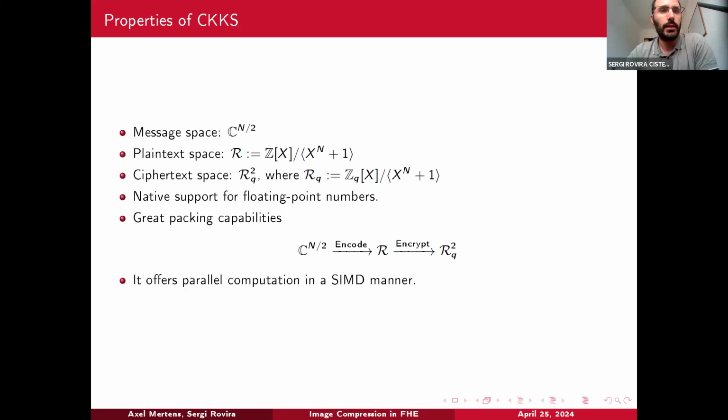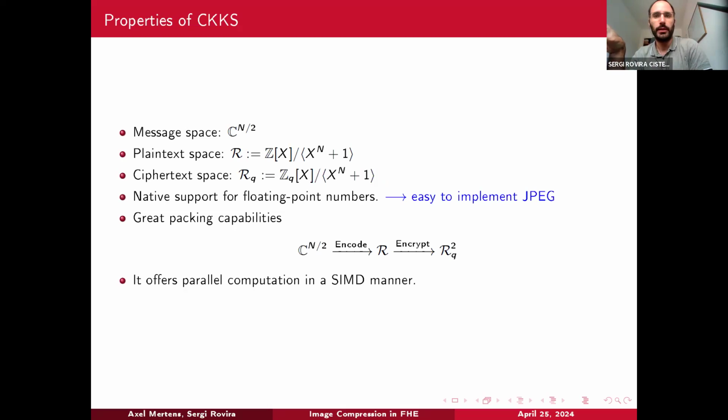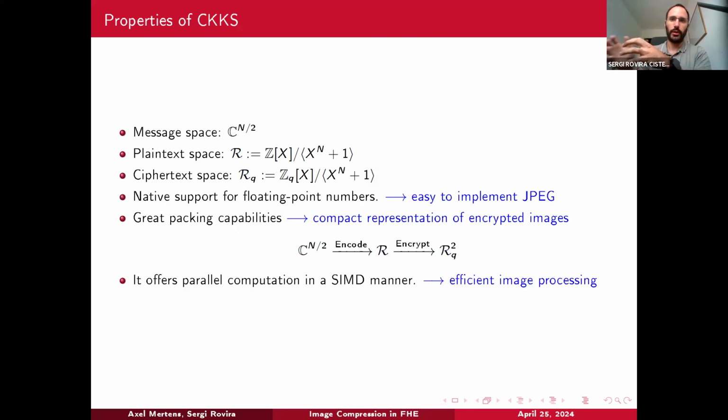So the first one is native support for floating point numbers. Then we have great packing capabilities in the sense that we can pack multiple floating point numbers into a single ciphertext. And we can also have SIMD manner operations in the sense that we can operate over all these floating point numbers directly in parallel, doing operations over two ciphertexts.